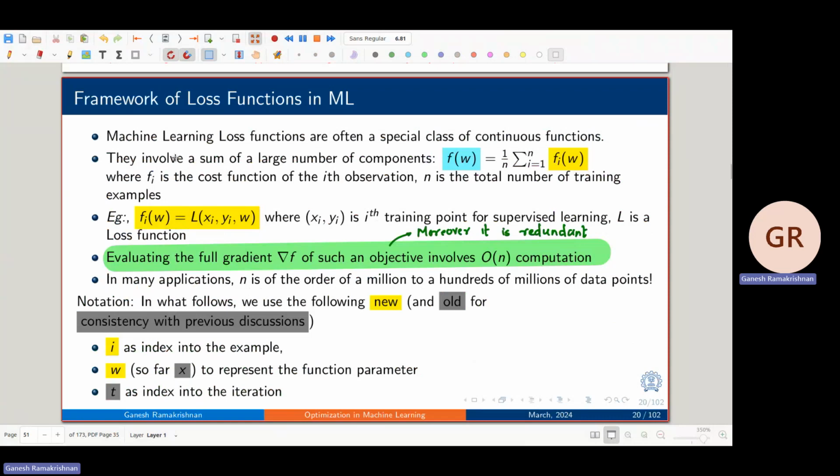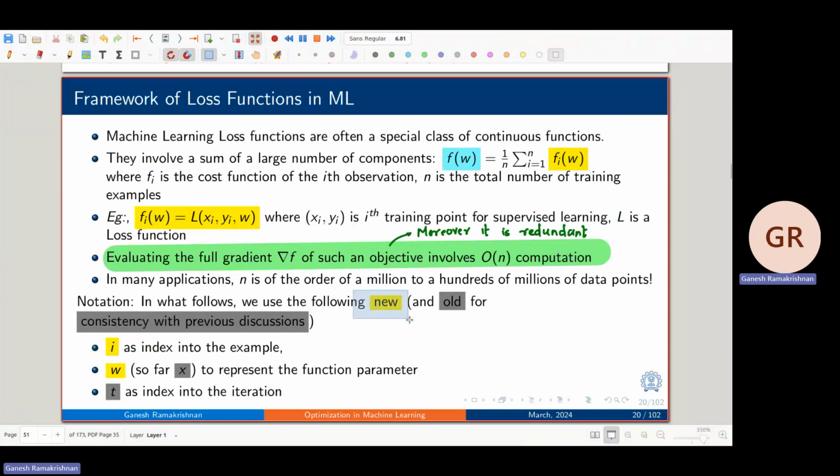So what is the framework? You will have this F(w) in blue, which is a summation over all the individual data points. Instead of evaluating the full gradient, which requires order n computation, you're going to look at order 1 computation, which is exactly on one point. And you realize that it's a very redundant computation. You don't want to do all the points. Sometimes n is of the order of millions or hundreds of millions of data points.